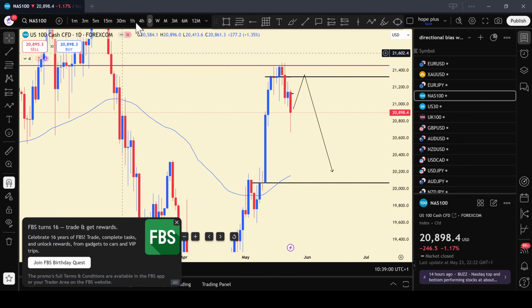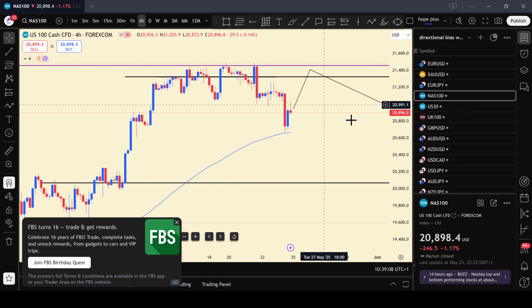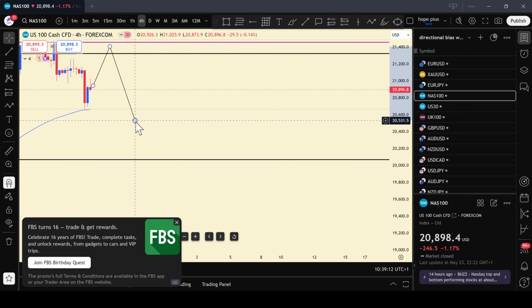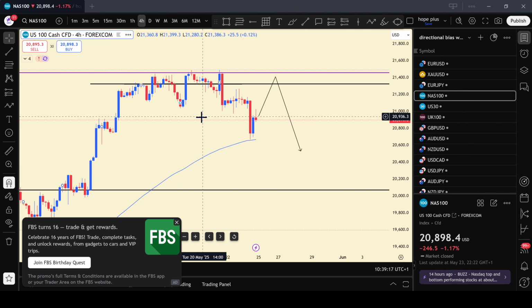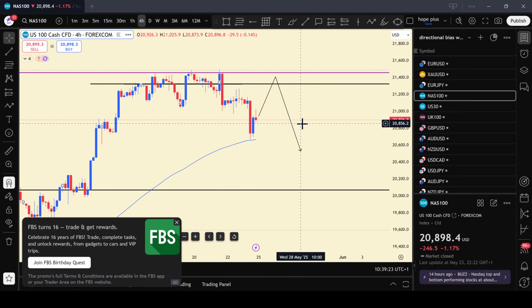No, I won't be taking that trade. So within the 4-hour, I'll prefer price to come back in here. Once price comes back in there, that's why I'll be looking for a sell. Otherwise, I will not be taking any trade on this. So this is my stance on NAS 100.